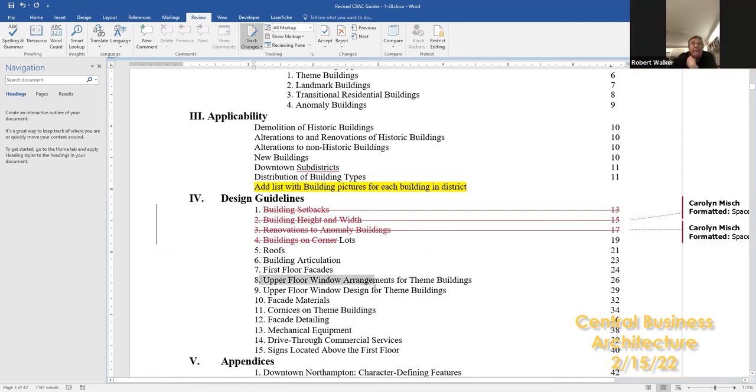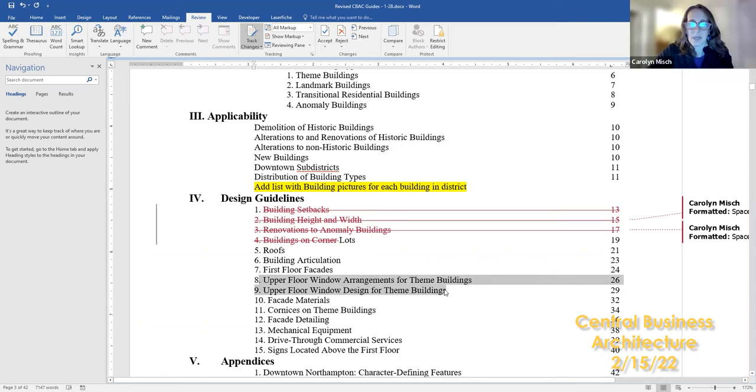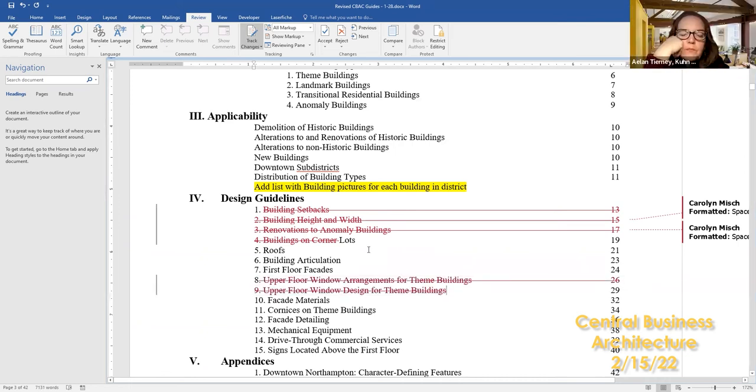Yeah, I'm just doing a quick mark as a flag for me to go back and look at these things.